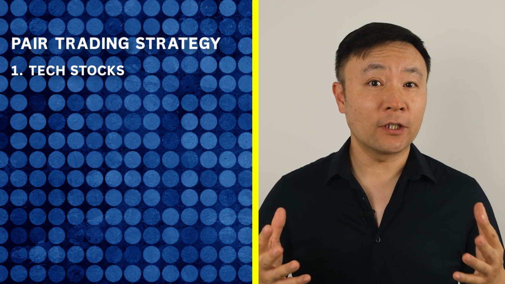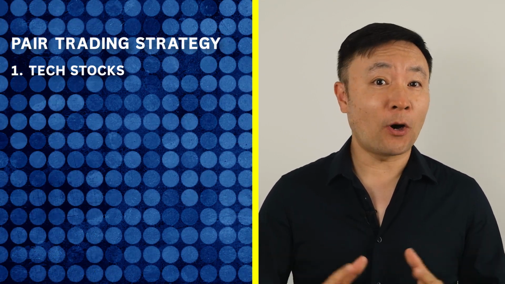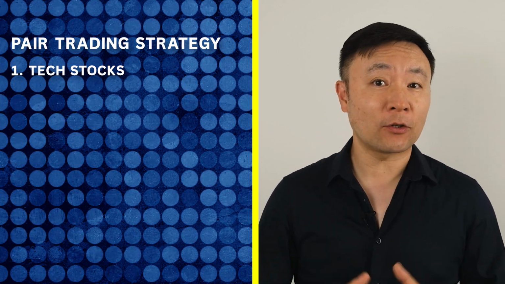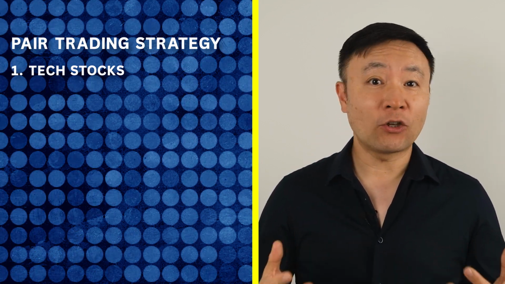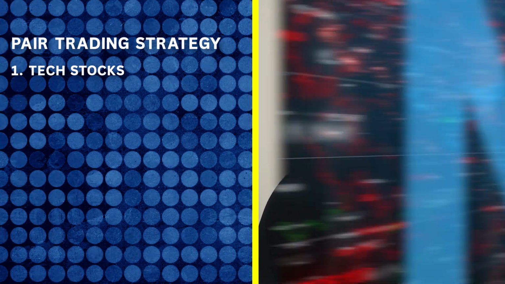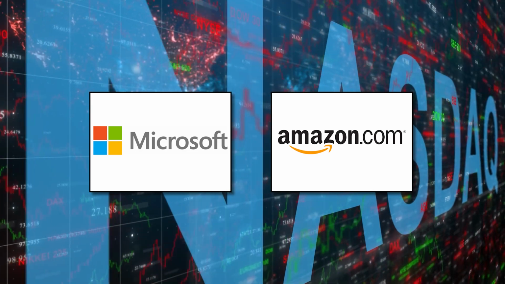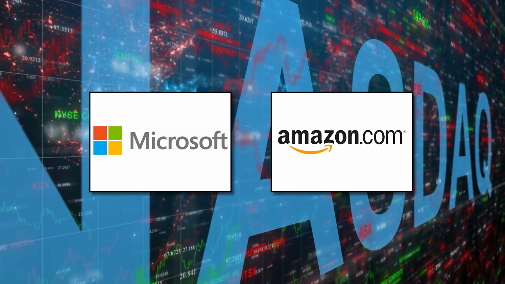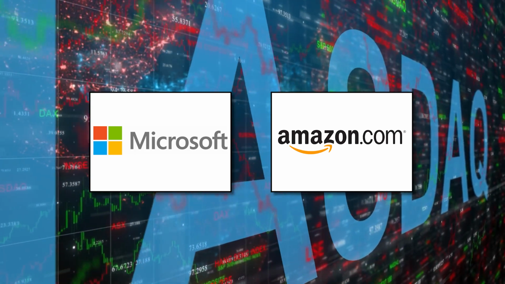The first strategy that we want to share with you is a popular pair trading strategy. It's where you choose 2 stocks that are in the same sector and also have a similar weighting in the stock market index. An example of this is Microsoft and Amazon.com. Both are technology companies and both are components of the NASDAQ 100 index.